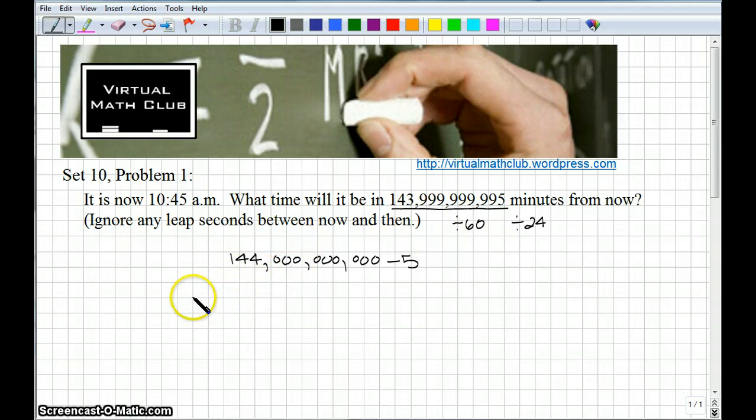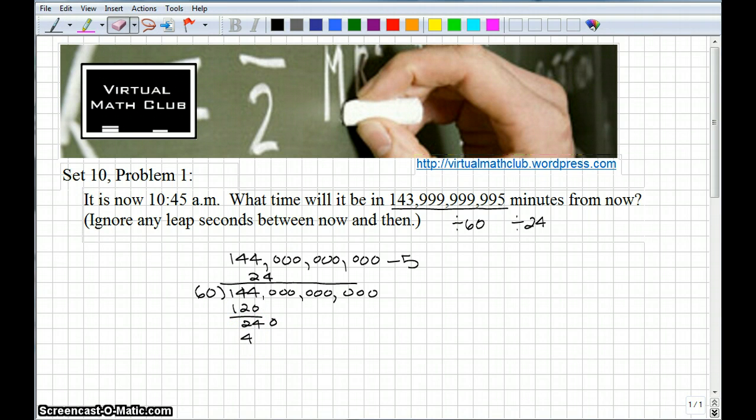So if we take that and we divide it by 60, so let's do that. So we have 60 divided into 144 followed by 9 zeros. Okay. So let's go and divide that. This would go in here twice. This would be 120. We get 24. Drop the 0. And so we get a 4. And this divides evenly. Okay. So we take 60 times 4, we get 240. And that's 0, so all the rest of these are going to be zeros.